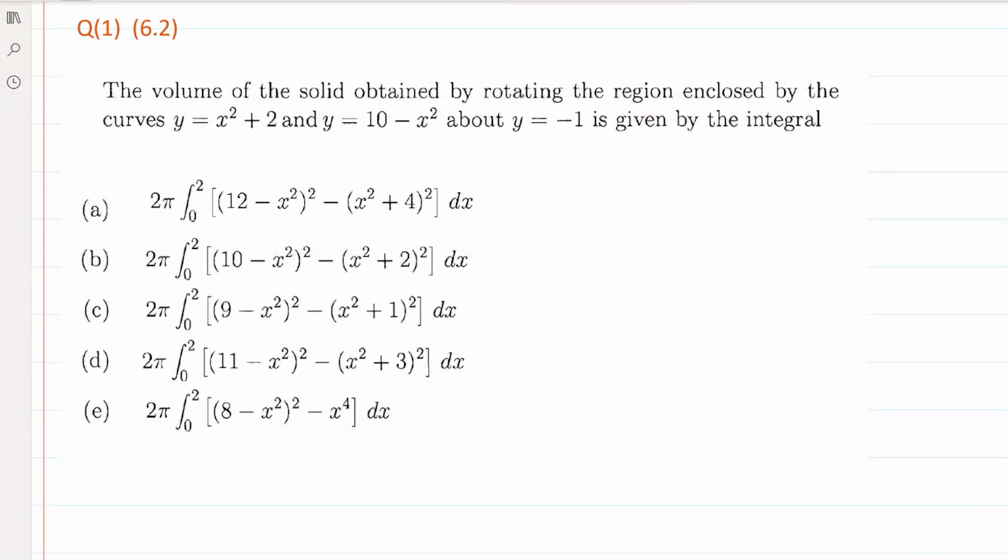Before we start with this question, I need to mention something. We have 4 types of volumes in Math 102. Let me start in order. The disk method, in this case the region and the axis of revolution are close to each other. The second one is the washer method, and I think this question will be solved using the washer method.